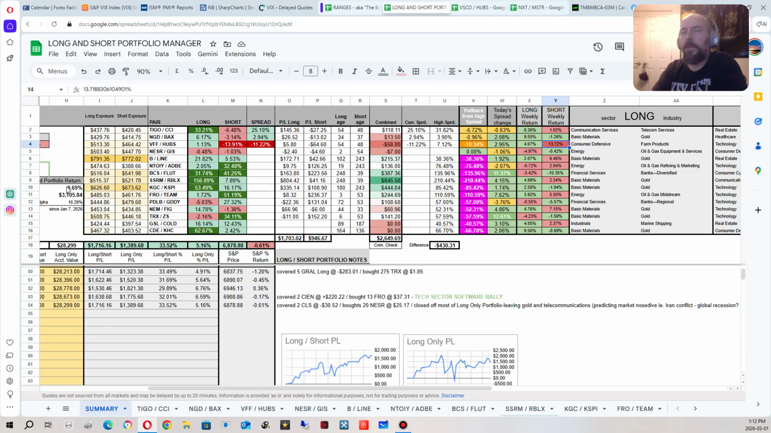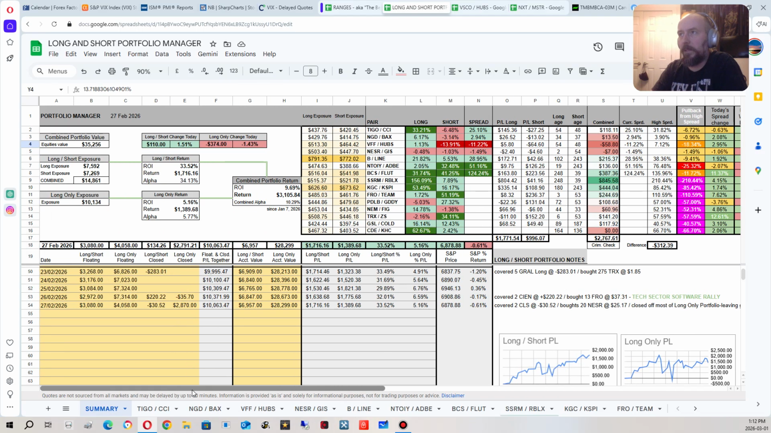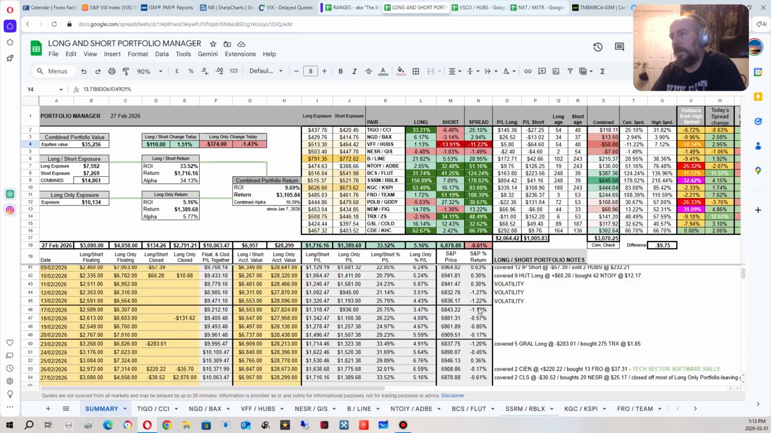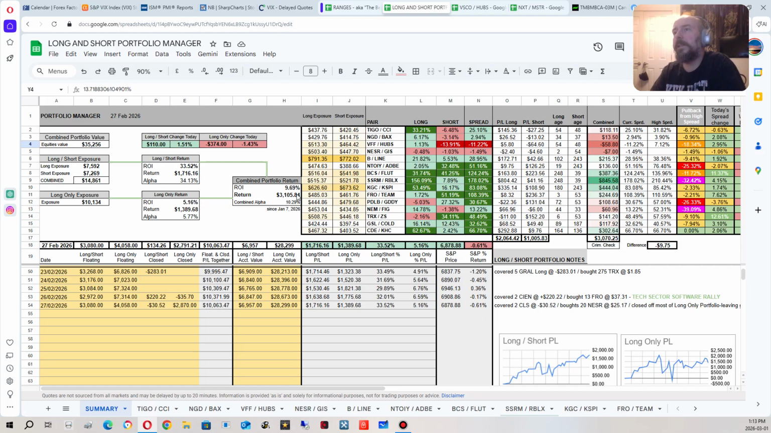So my overall return for the year running this portfolio has been 9.69%, or roughly $3,105. My combined alpha, alpha being the better measure than the S&P. If S&P returned 1% and I returned 16%, I would have an alpha of 15. So to date, since January 7th, S&P has returned negative 0.61 of a percent. It's been flat the entire month. It's just up and down, up and down. Since then, I've done almost 10% running this portfolio.